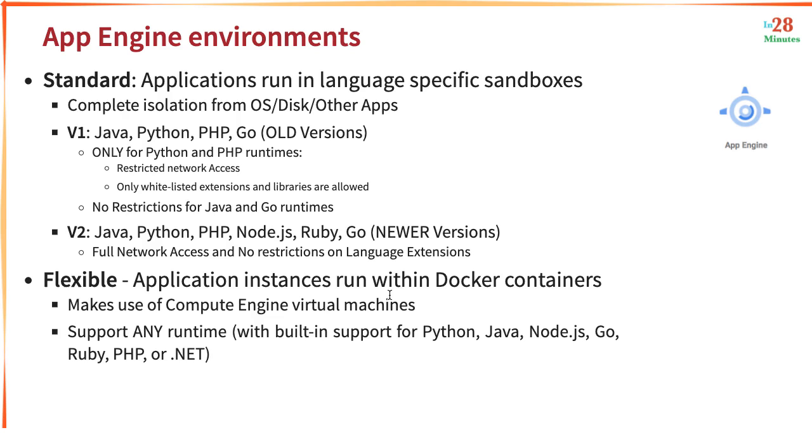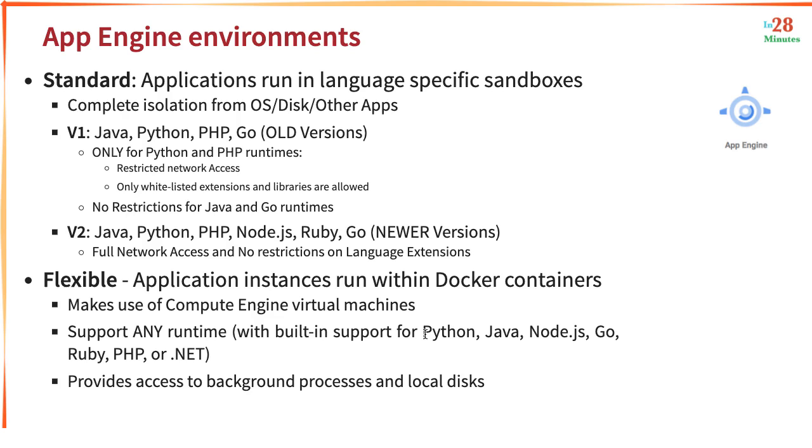It has built-in support for certain specific runtimes. So if you have Python, Java, Node.js, Go, Ruby, PHP, and .NET, the built-in support can even build the container for you before deploying it to App Engine Flexible. However, you can use any runtime as long as you can build a Docker image for it. And with Flexible, you also get access to background processes which are running on the virtual machine, and also you can attach local disks with your virtual machines.